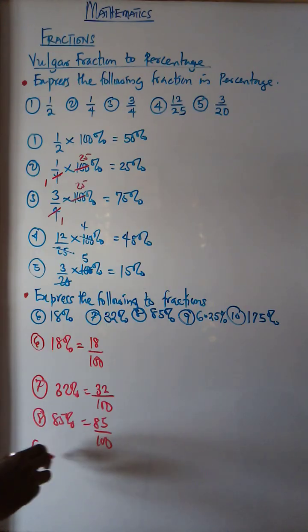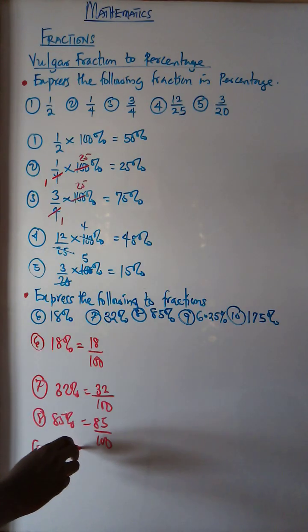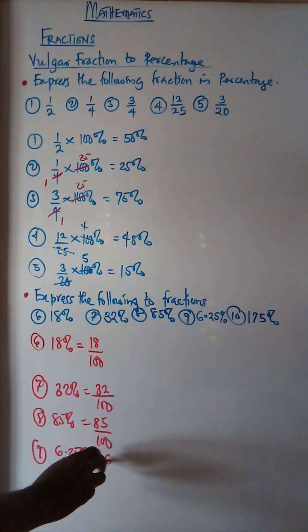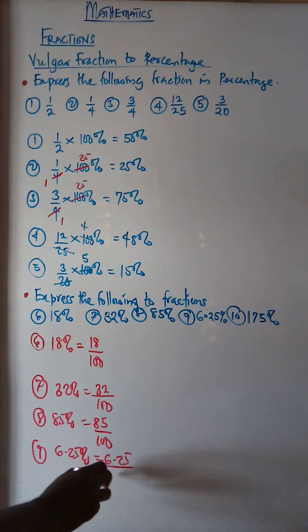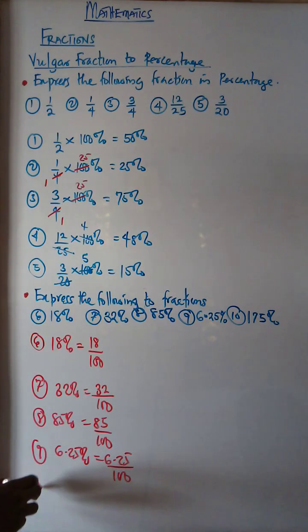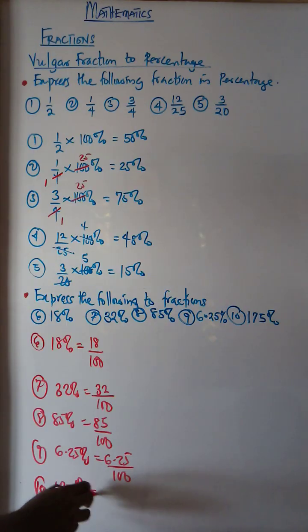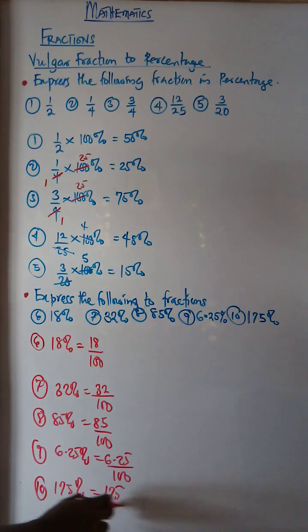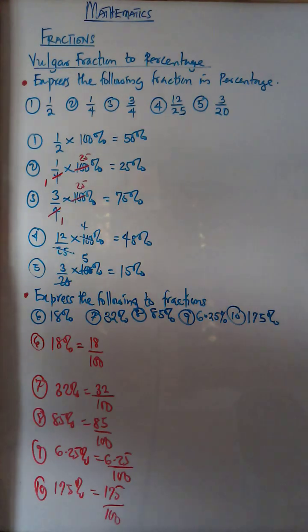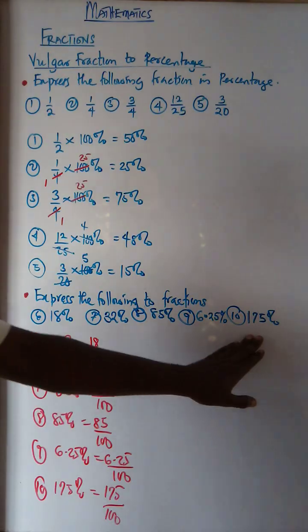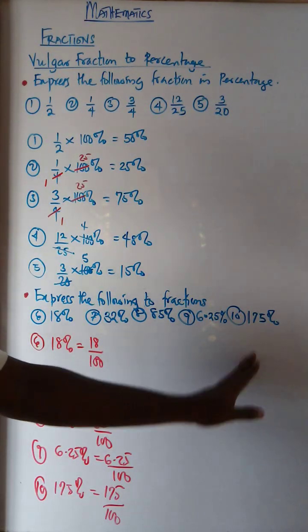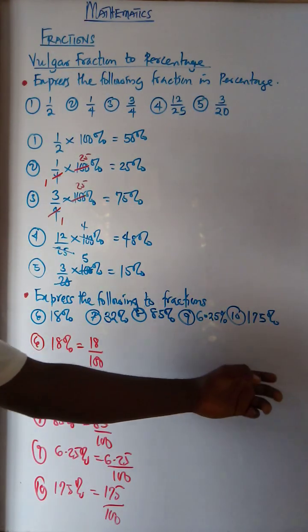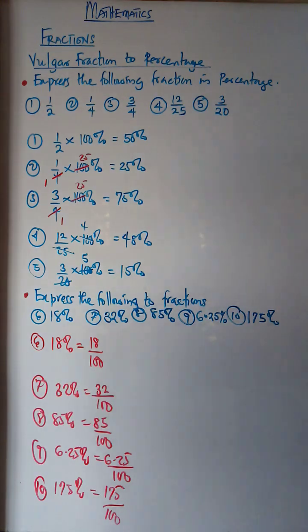Number 9, 6.25% means 6.25 out of 100. And number 10, 175% means 175 out of 100. I told you, percentage is meant to have a maximum of 100%. Anything more than 100% means it is improper, and we are going to get what we call an improper fraction. So number 10, we'll link to improper fraction.